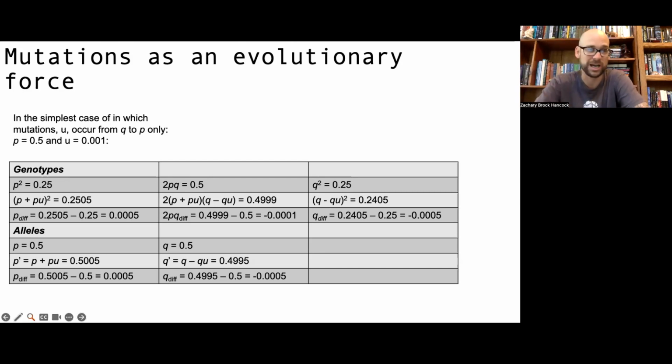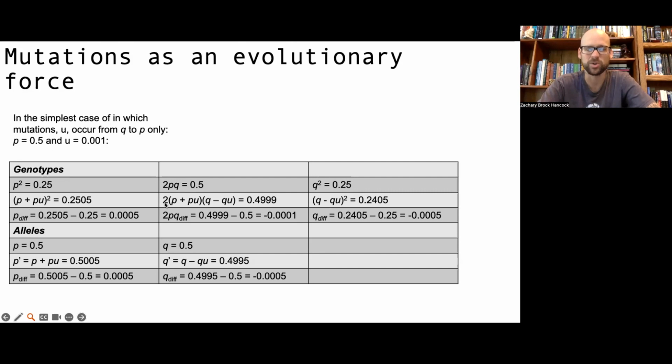We can write out the genotypes as P squared equals 0.25, 2pq is 0.5, and Q squared is 0.25. This is just Hardy-Weinberg proportions. Now, with mutation, we can calculate how the genotype frequencies should change across generations. So after one generation of mutation, we should alter the homozygote for P by (P plus Pu) squared. The reason this is (P plus Pu) squared is because you have both the first P and the second P, either of which could be added from mutation from Q, okay? And so because of that, we square that value.